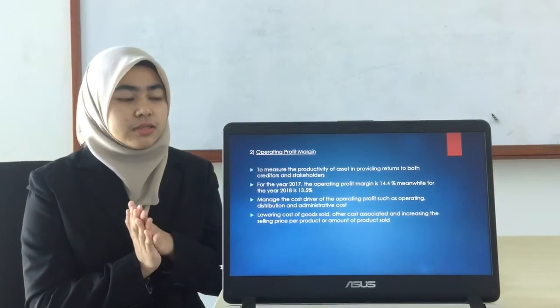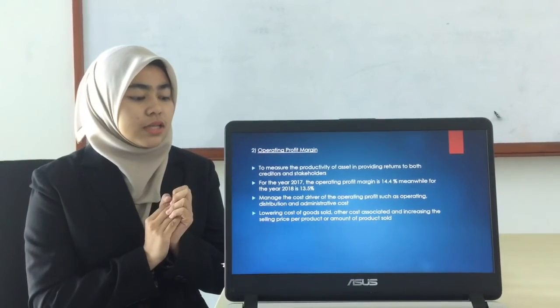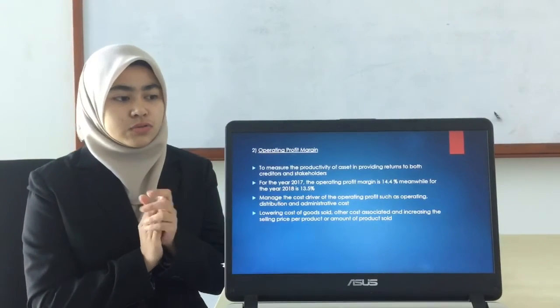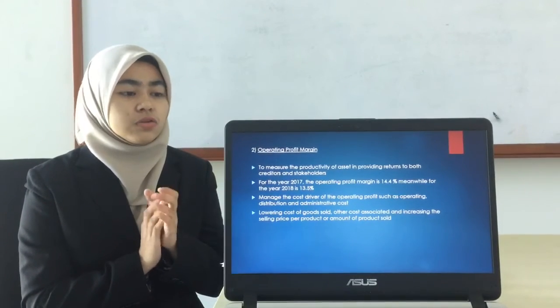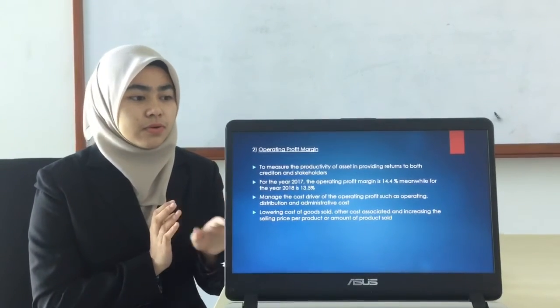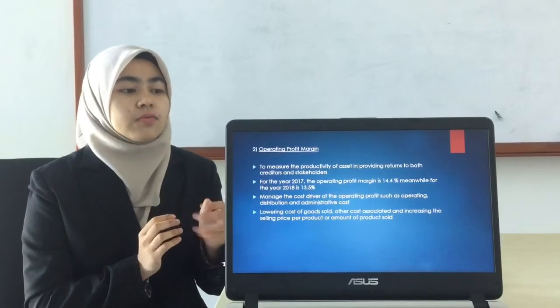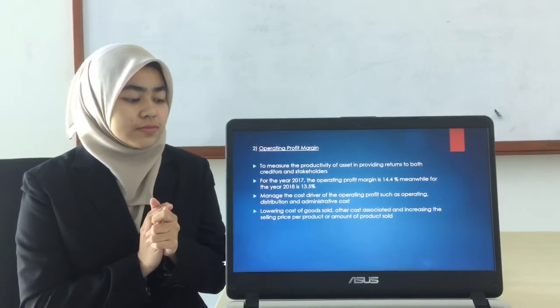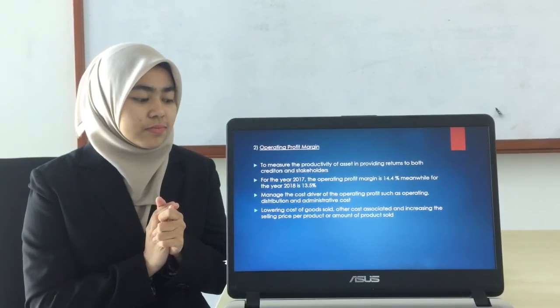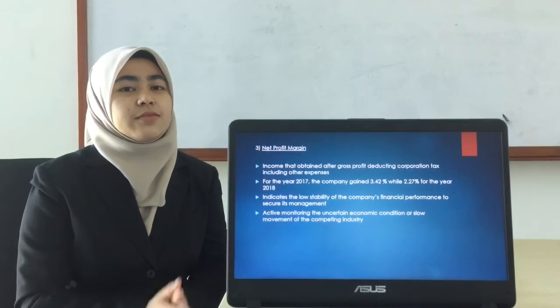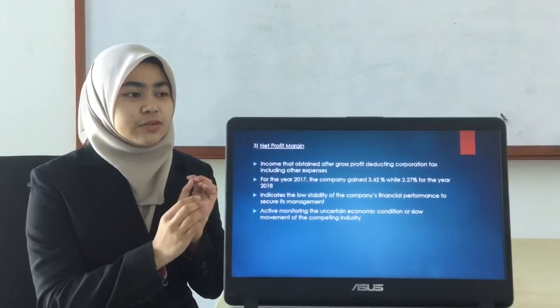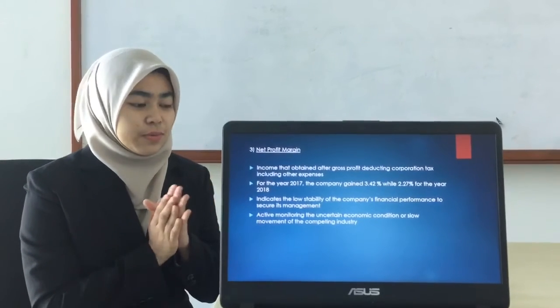For the recommendation, the company needs to lower its cost of goods sold and the other associated costs, and also increase the selling price per product or the amount of products sold within a specified time to increase the operating profit margin. The third ratio in this category is net profit margin.